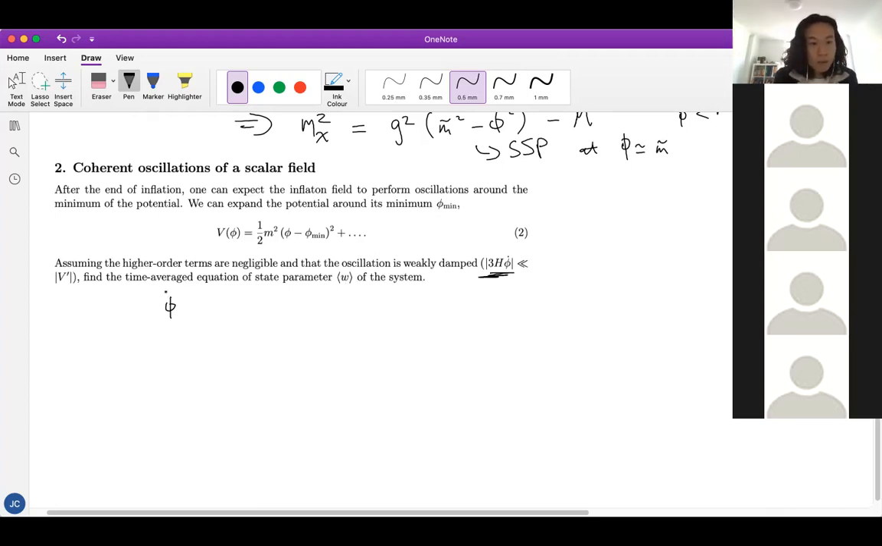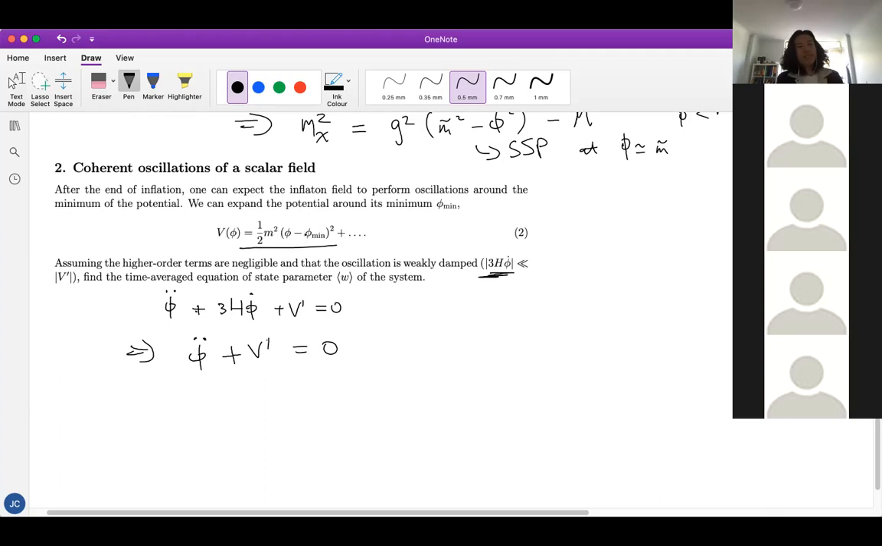So we always start with the Klein-Gordon equation for these. So phi double dot plus 3H phi dot plus V prime equals 0. Okay, and since that is weakly damped, we can ignore the Hubble term. The Hubble friction term no longer plays a big role. So we just have these two. And V, we're just going to take this V.